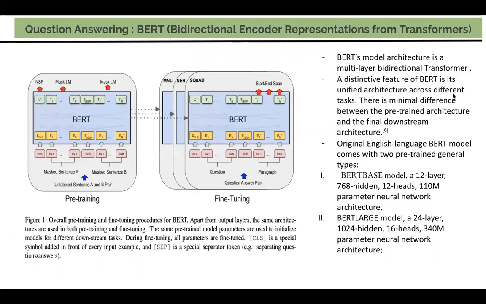This slide entails the architecture of BERT, which is a multi-layer bidirectional transformer. The distinctive feature of its architecture is that it remains the same across various tasks, whether it's for the pre-training task or for any other downstream NLP task. The original English language BERT model was released in two types. The first one was the BERT-base model, which had a 12-layer neural network architecture, while the BERT-large model was a 24-layer neural net.